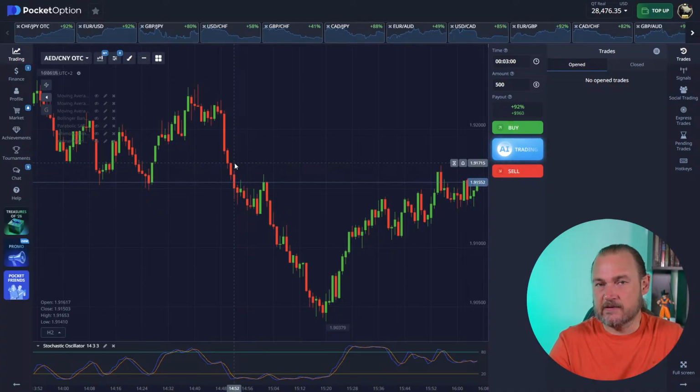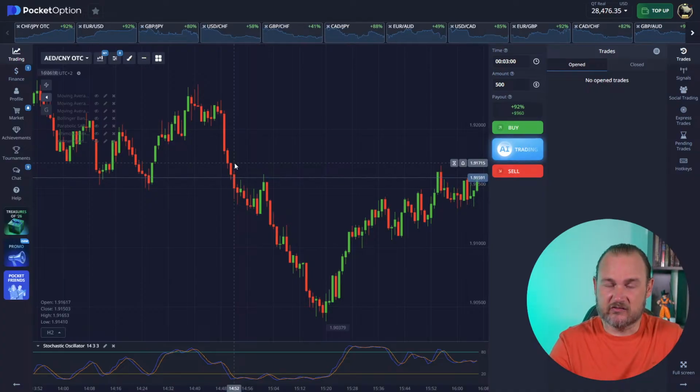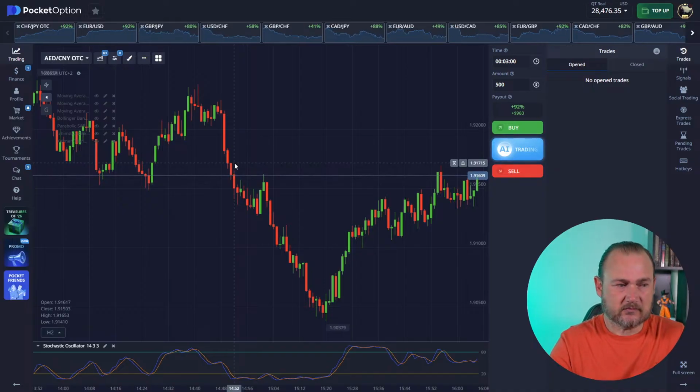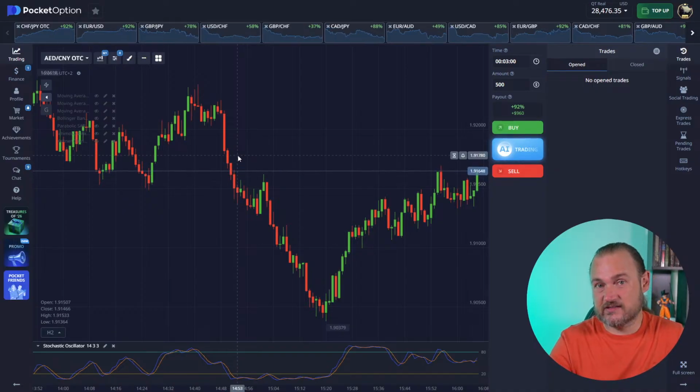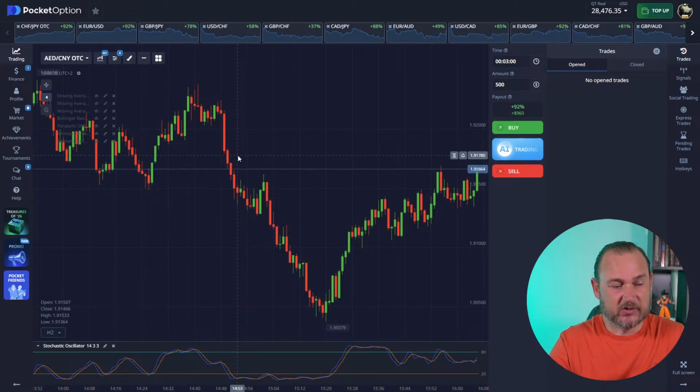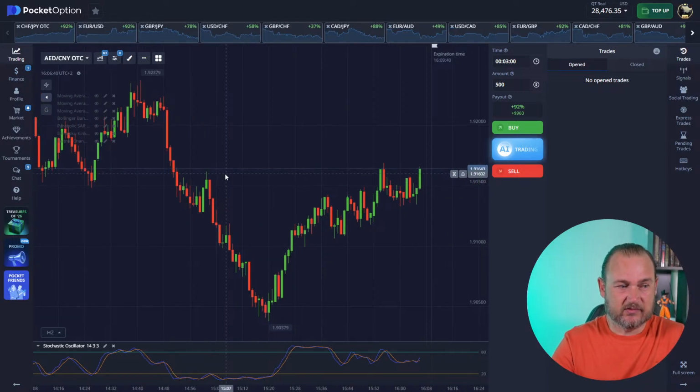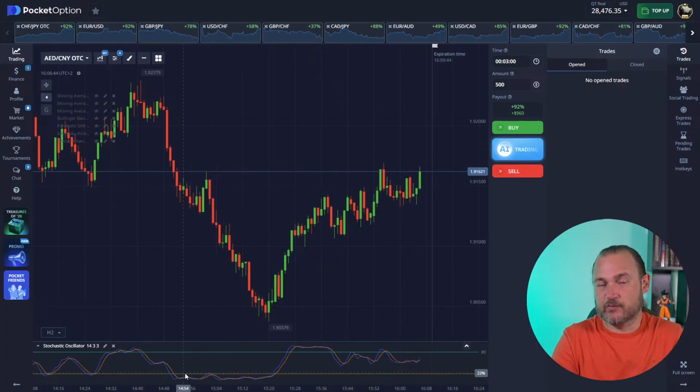There are times, and we will have a look at that in a minute, when you can use the overbought and oversold levels to determine entries. We'll have a look at how to find those areas, but for now the first thing we want to look at is why we don't sell when it's in overbought and why we don't buy when it's in oversold.